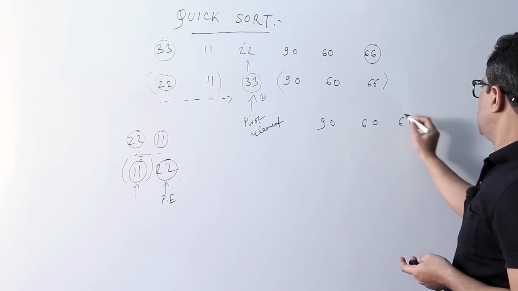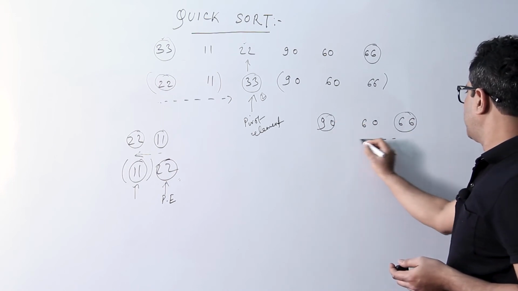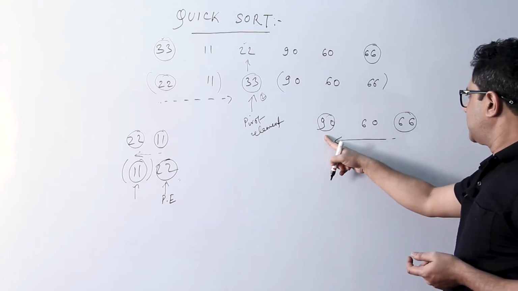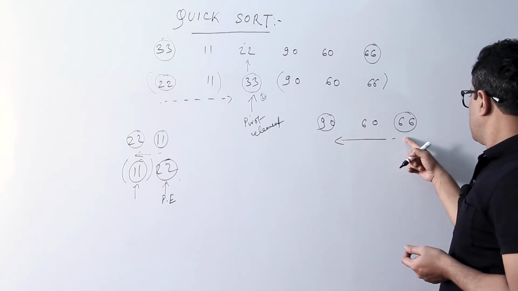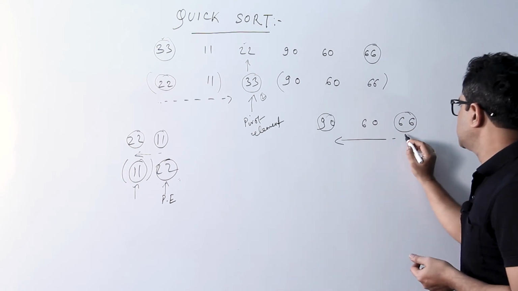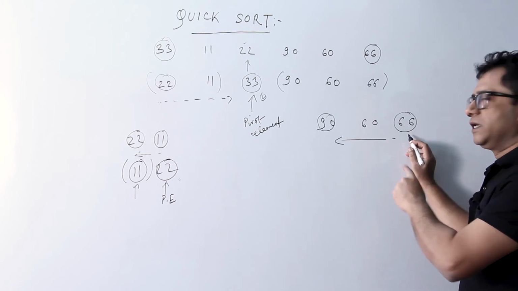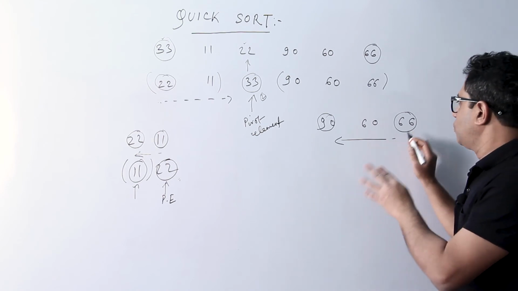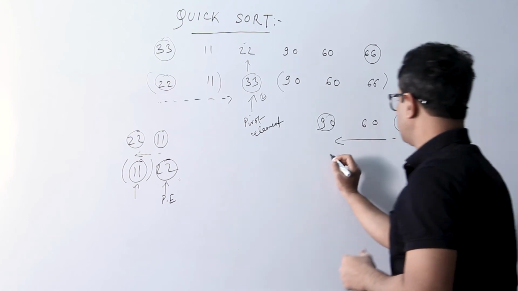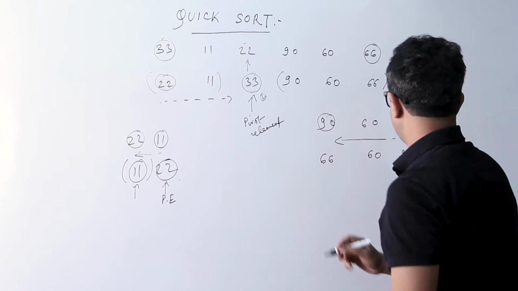Now we will encircle this 90, we will encircle this 66, and start right to left scanning and see which value is less than 90, starting from 66. So 66 is the first element which we see that is less than 90. So we will just swap this 66 and 90 and write like this: 66, 60, 90.